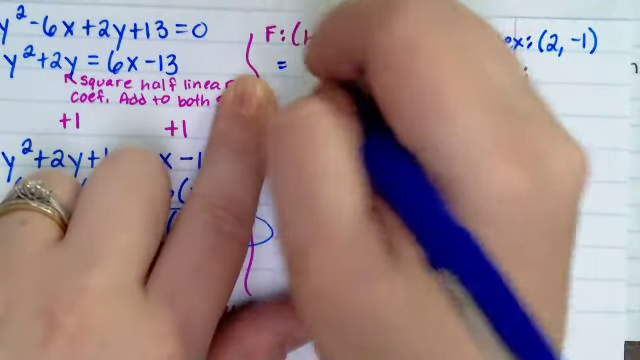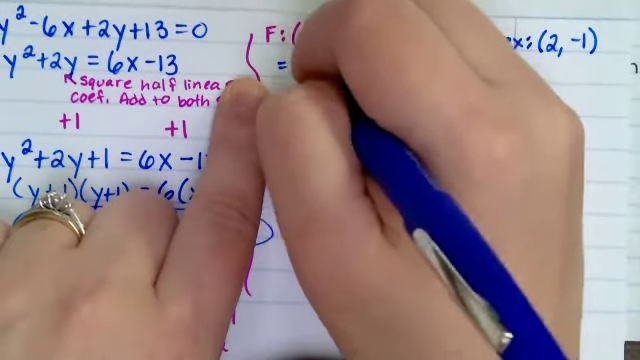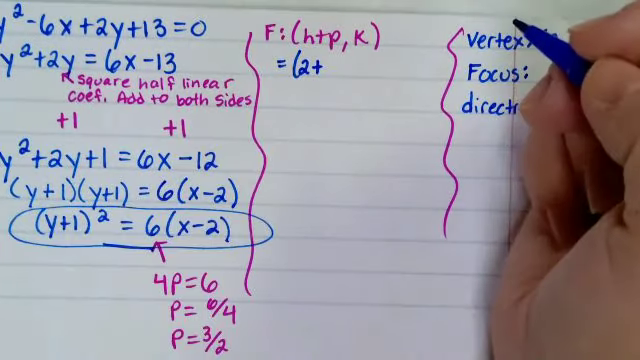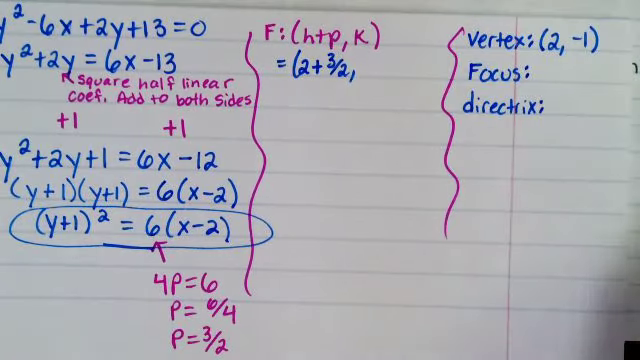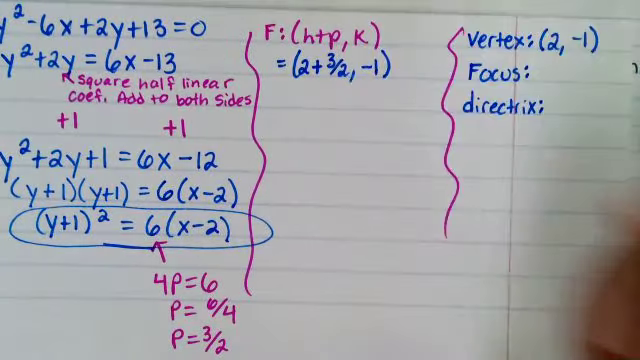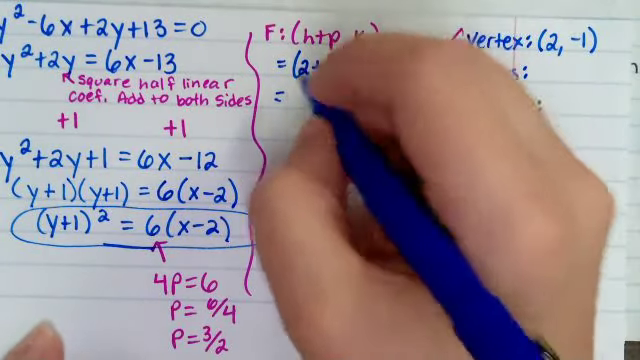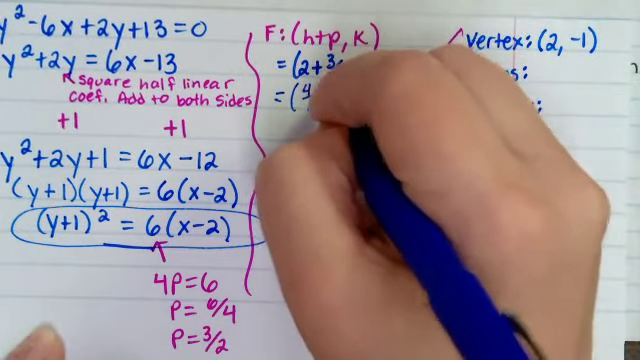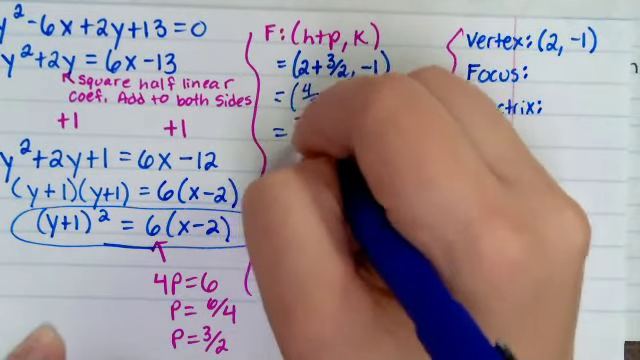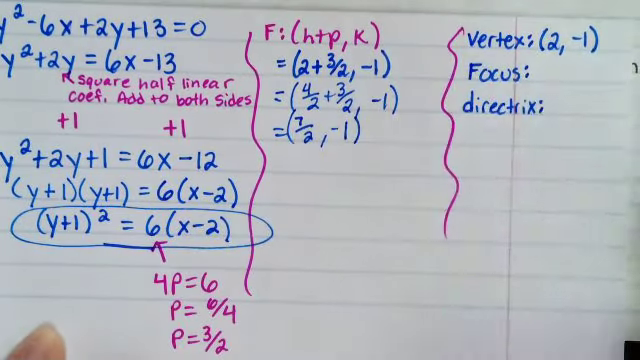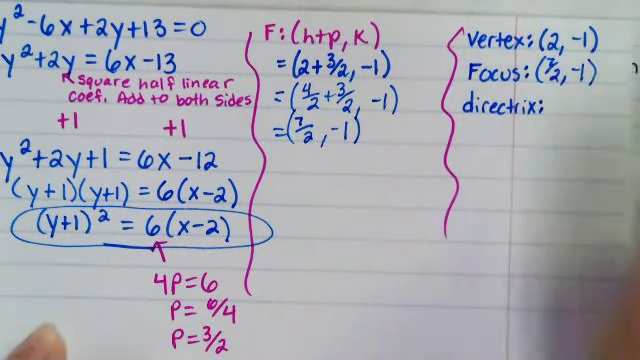So this is going to be h, which had been 2, plus p. P had been 3/2. And then k was -1. That means we need to add 2 plus 3/2. So get a common denominator. 2 is the same thing as 4/2. And then we can add that 3/2 to that. So this is (7/2, -1). That is our focus.